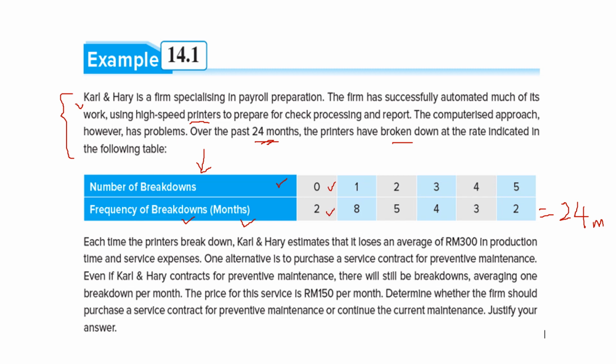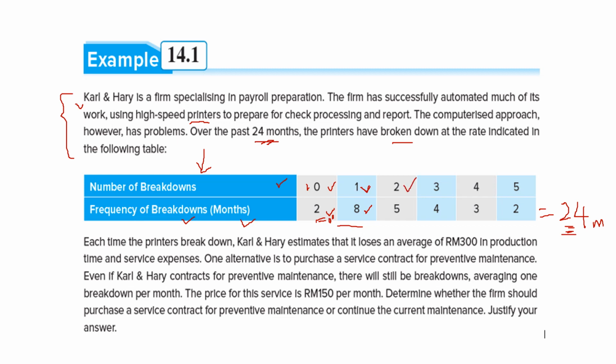Okay, so 0 breakdown happens meaning that printer tu tak rosak for the first 2 months of the period of 24 months. So untuk 2 bulan pertama daripada tempoh 24 bulan data yang diberi ni, the printer did not break down at all. So that's why 0 is over here. Then the next column says 1 breakdown happened for the frequency of 8 months, meaning that the next 8 months after the 2 months over here, selepas habis 2 bulan ni, for the next 8 months from the 24 months period, 1 breakdown happens to the printer. So printer tu rosak sebanyak 1 kali untuk tempoh 8 bulan selepas daripada 2 bulan ni.